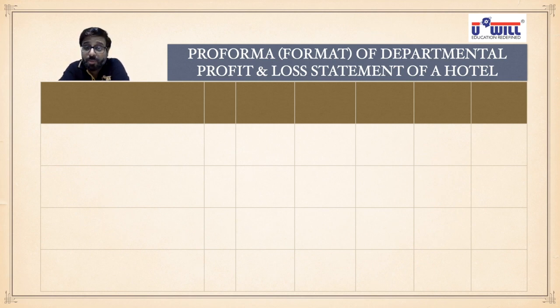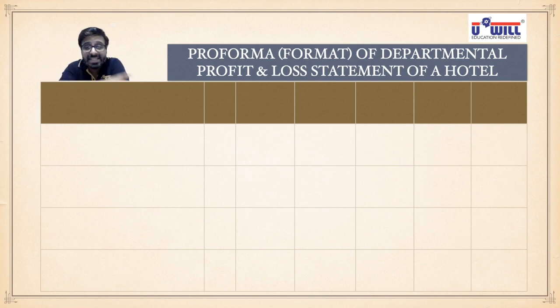All of you take out your notebooks, give the heading AFS Unit 1 Chapter 2 tourism and hospitality services, and then give the heading Proforma or format of departmental profit and loss statement of hotels. Make how many columns? You can see 1, 2, 3, 4, 5, 6, 7. Make 7 columns. Come on. Pause the video and make 7 columns.